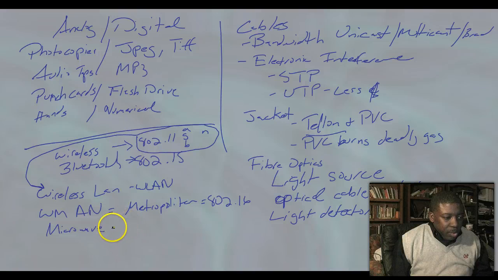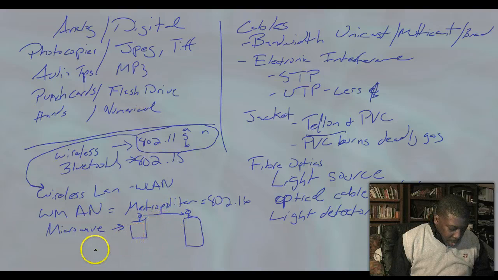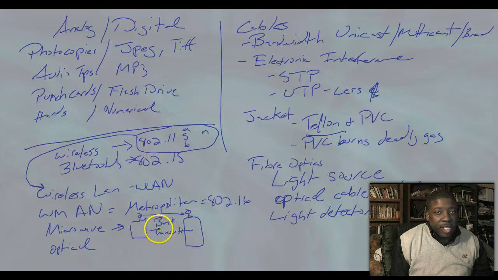Some other wireless technology: microwave, and this is point-to-point. If your building is right here and you have your microwave, it needs to be able to see the other building it's sending to. So you have to have direct line of sight for it to work, and the same thing with optical. FYI, this is used a lot in bank transactions. They use microwaves from one city to another city. It's amazing how they do it, and it's pretty instantaneous. I mean, it's the speed of light.